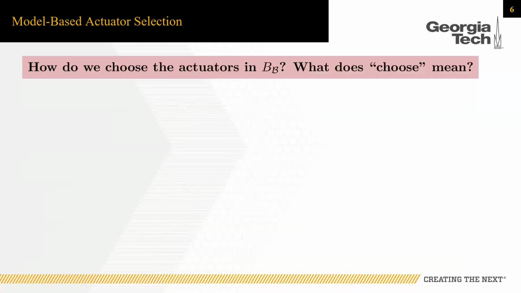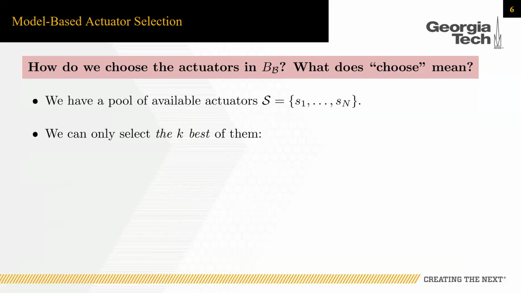Of course, I didn't even tell you what choose means here, so let's see what it means. Again, I have a bunch of actuators. Remember that in a cyber-physical system, you have redundancy in actuators and sensors, as you will see. So I have a pool of available actuators in this set, and then I have to pick the K best of them and put them into the system, okay?